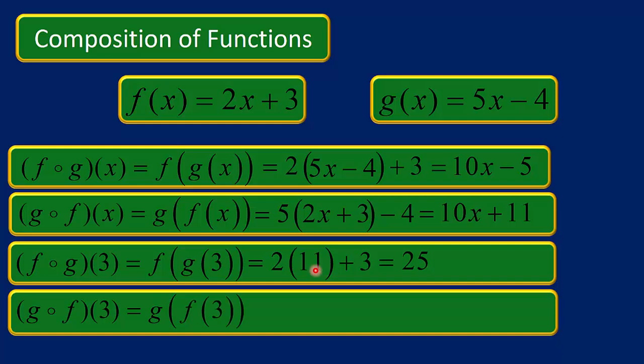Now let's go the other way, g of f of 3. That would be g of f of 3. F of 3 is 9. So this would be 5x minus 4. That would be 5 times 9 minus 4, which would be 41. Okay, now this is composition of functions.